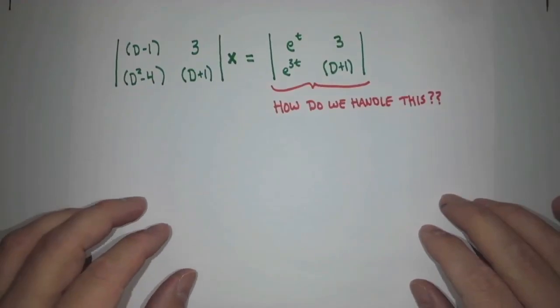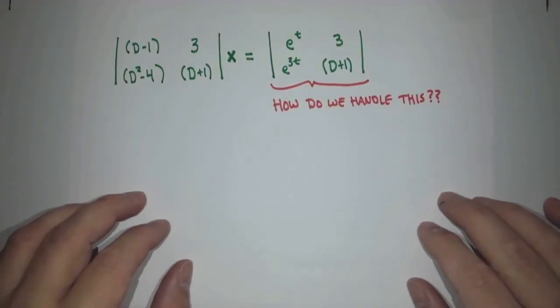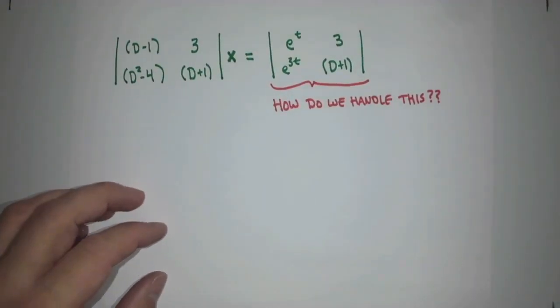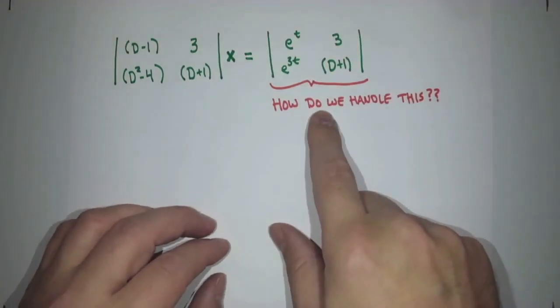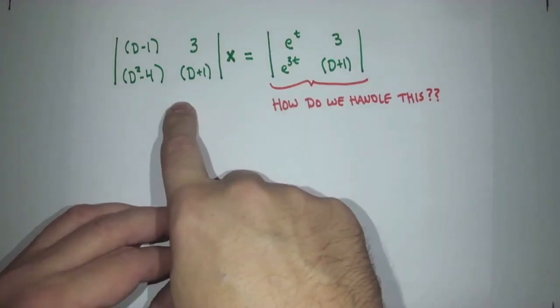I did want to have a quick discussion. It's possible that on the homework you might encounter something that looks vaguely like this. And this is coming from our method of reduction type thing. And the question is, how do we handle this right-hand side? The left-hand side we feel pretty good about.